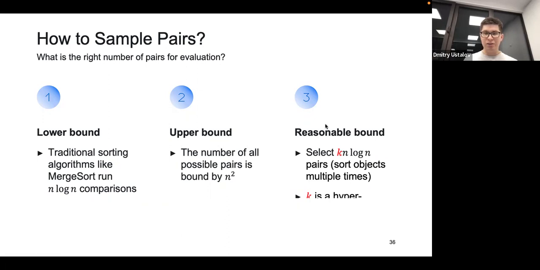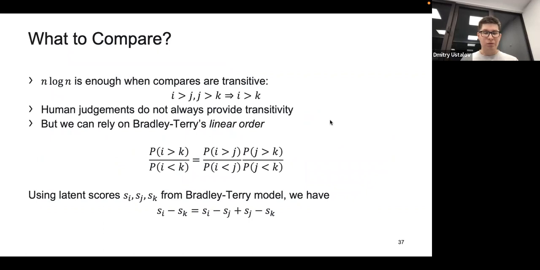You can select K n log n pairs, so you perform object annotation multiple times. K is a hyperparameter that's usually no more than 12, and it works really well. So for every list, you sample K n log n pairs, and then you use a crowdsource annotation or any kind of annotation to perform the measurements of this relevance. And when you actually want to build a ranked list of items, you should use a model called RecSys. We'll focus on this model later in our tutorial that builds a ranked list of ground truth items based on these pair evaluations. That's very important and very convenient.